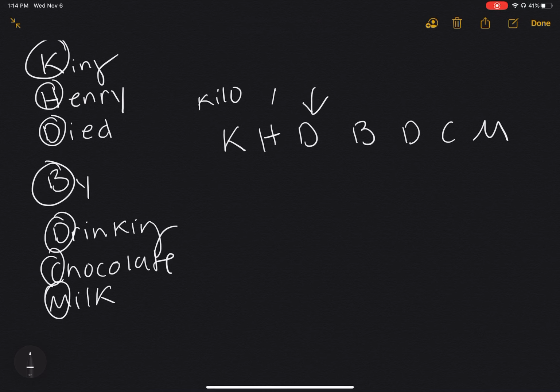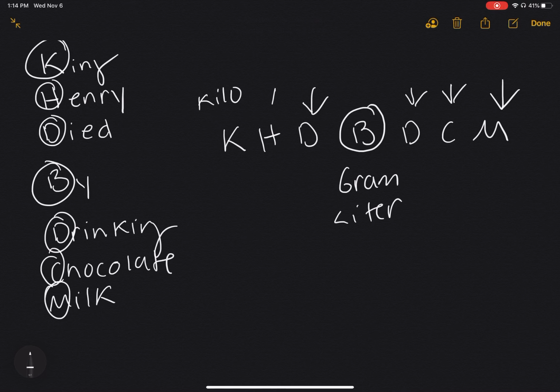You don't ever use the hecto or deca. And then B right here is base. By base, I mean your basic gram or your basic liter. So it's not a milliliter, it's not a milligram, it's not a kilogram, it's not a kiloliter, it's just your basic one. Then next is your deci, which is something you're using a lot, centi, which is another one you're using a lot, and then milli, which is the one we're using pretty much every single time.